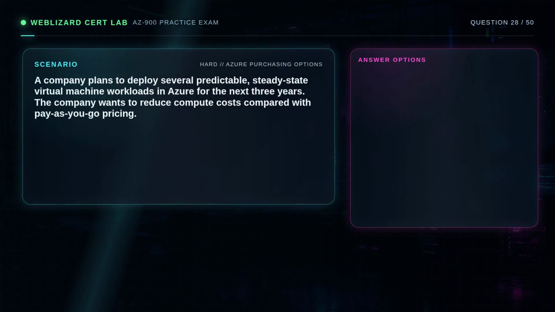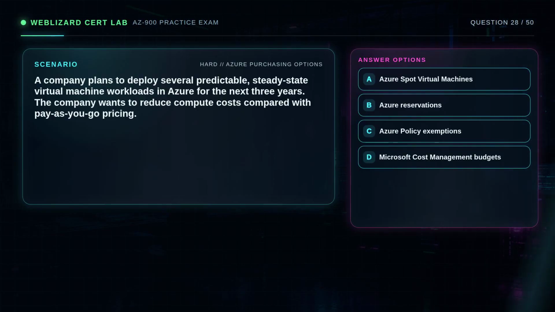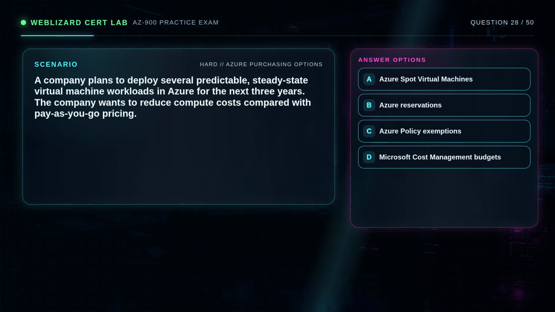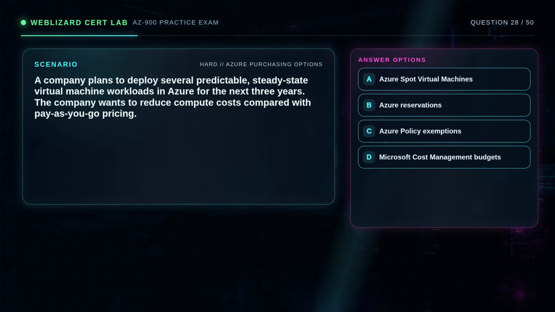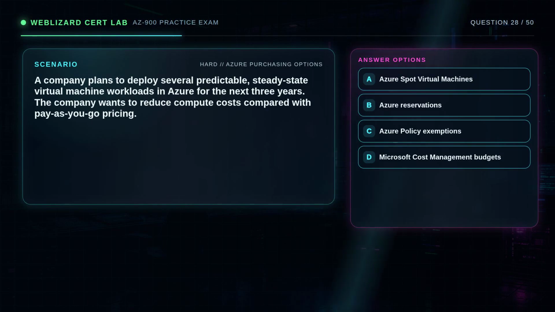Question 28. A company plans to deploy several predictable, steady-state virtual machine workloads in Azure for the next 3 years. The company wants to reduce compute costs compared with pay-as-you-go pricing. A. Azure Spot Virtual Machines. B. Azure Reservations. C. Azure Policy Exemptions. D. Microsoft Cost Management Budgets.